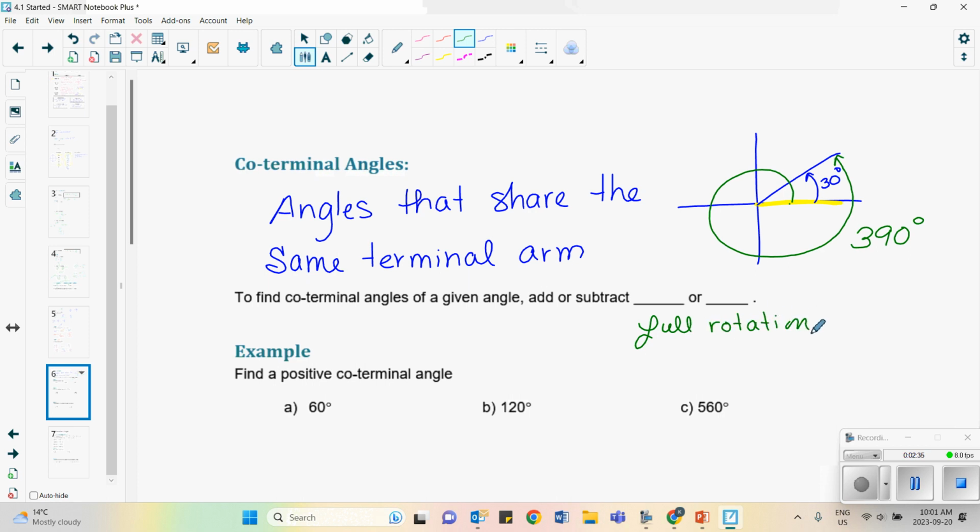Because we've been kind of trained in degrees, we think 360. But yesterday, our world was opened up to radians, and what's a full rotation in radians? 2 pi. So you're going to add or subtract 2 pi, because we're going to do positive coterminal angles, and we're going to do negative coterminal angles.